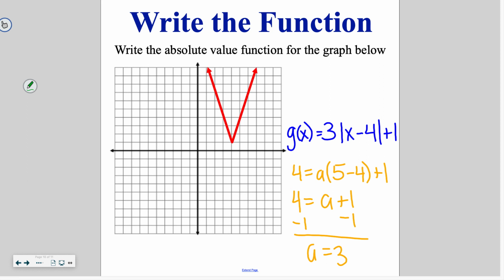So that vertex point was at 4, 1. So I put in the x minus 4 and plus 1. The point that I picked out on my function was 5, 4. Plugged those in for g of x and for x. When I did this, the absolute value of 5 minus 4 was 1. Absolute value of 1 is 1, giving me a. Subtracted 1 from both sides, giving me a is equal to 3. So my final answer for the equation was g of x is equal to 3, absolute value of x minus 4 plus 1.